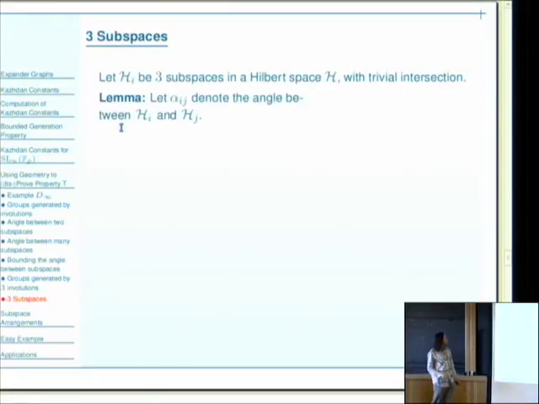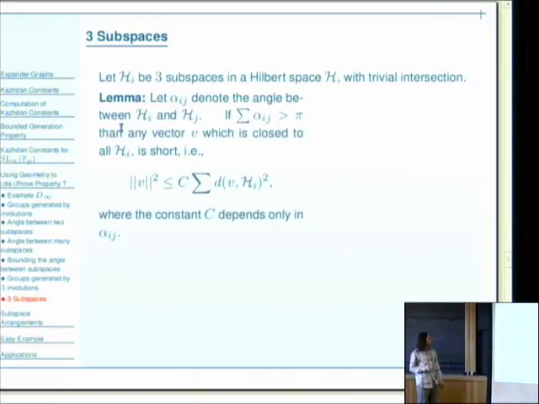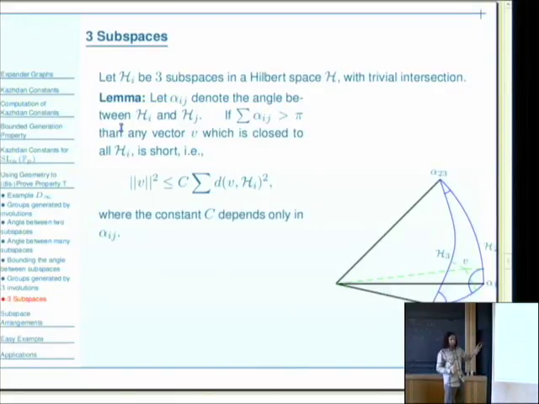So this is a lemma which is key to the whole thing, and the proof is just inequalities with projections, essentially 5, 6 lines. Suppose that you have 3 subspaces in a Hilbert space, and you know the angles between them. If the sum of the angles is more than pi, then you have this kind of inequality. If you have a vector which is close to each of the subspaces, it has to be close to the intersection. So you can quantify these things. The norm is some kind of constant, and the constant depends only on the angle.